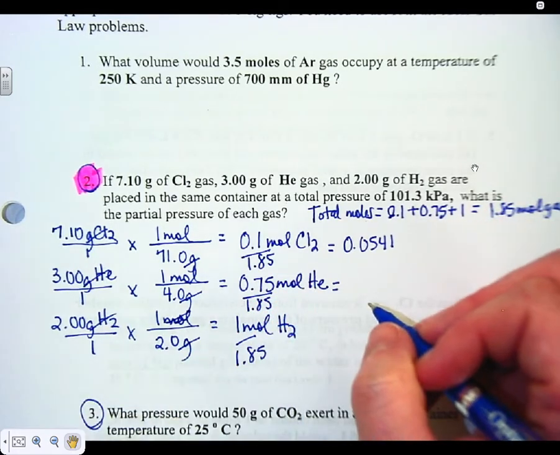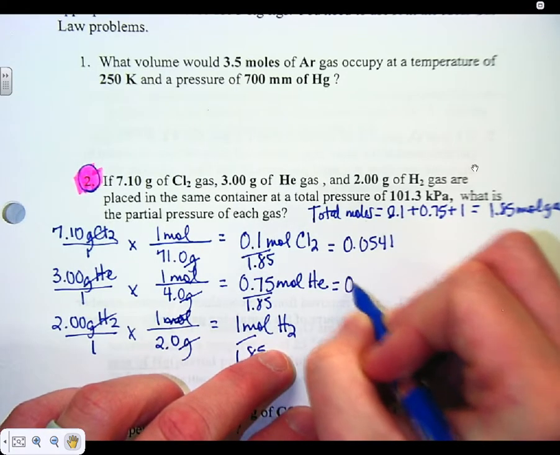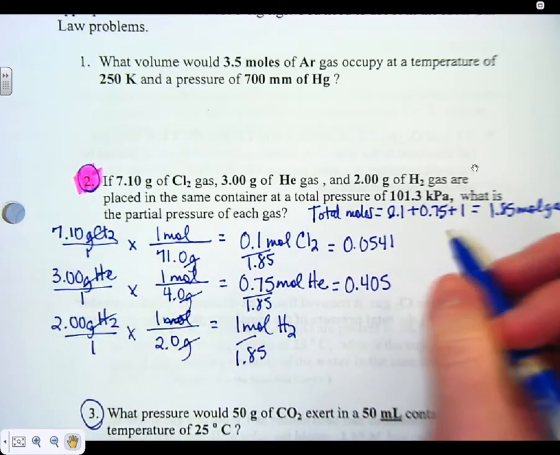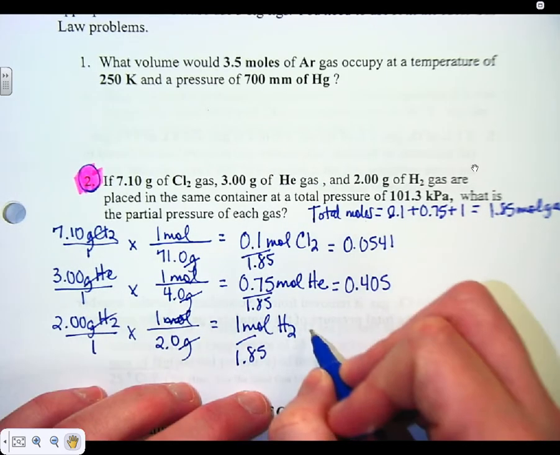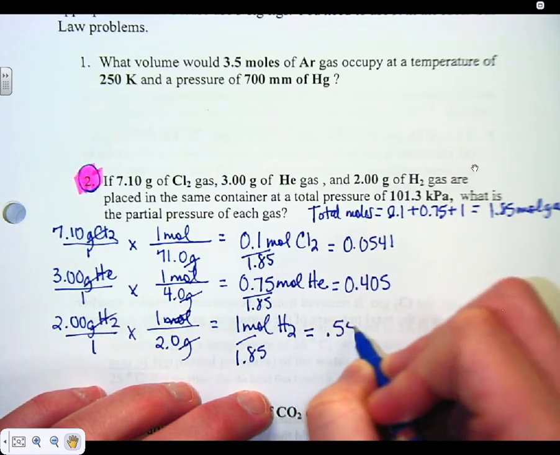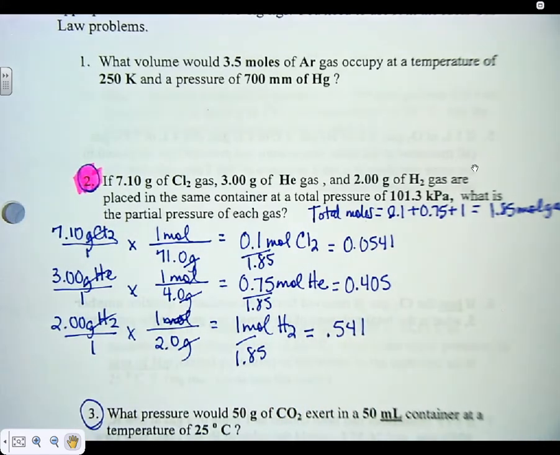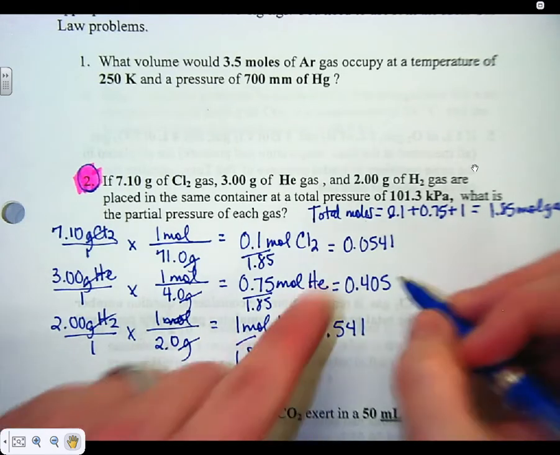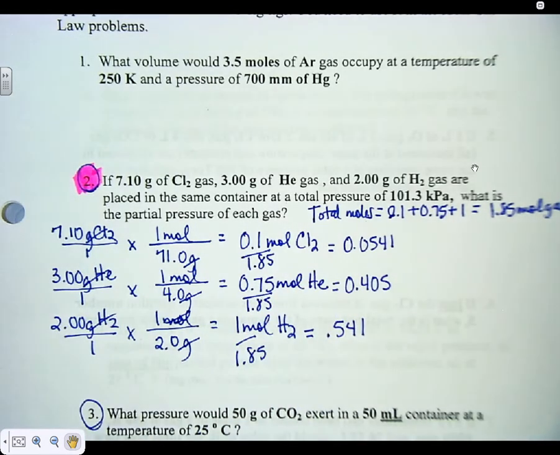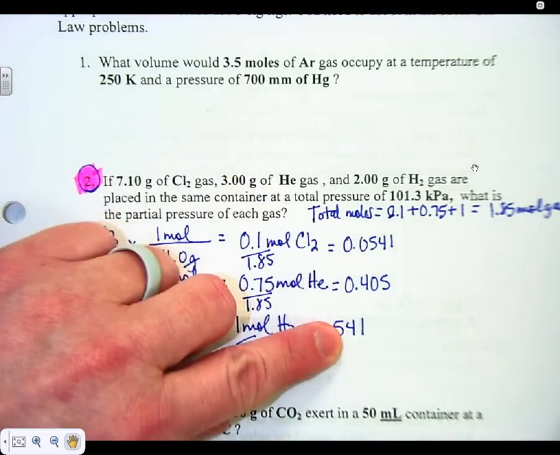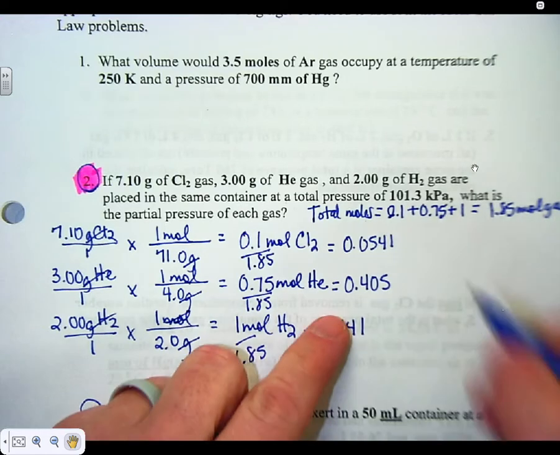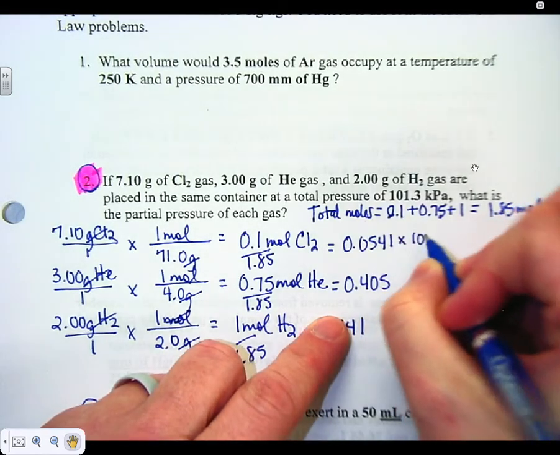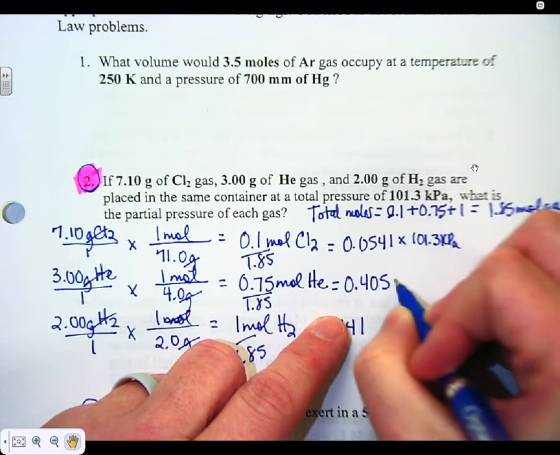And then 0.75 divided by 1.85 gives us 0.405, and that's for He. And then 1 divided by 1.85 gives us 0.5405, so 0.541. Now, those are our percentages as decimals, all right? So now we can take those percentages times the total pressure to get the partial pressure of each gas. So times the 101.3 for each one.